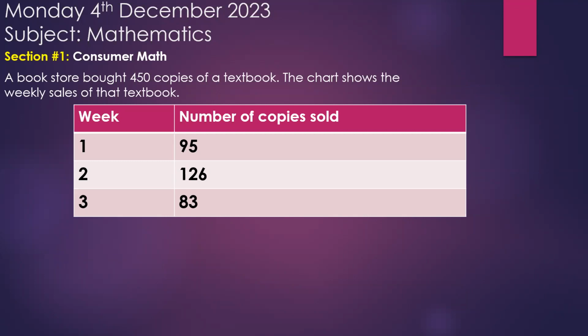450. Good, 450. And Joseph, how many books were sold in week 1? How many books are sold in week 1? 95. Good. Sierra, how many books were sold in week 2? 126. And Clement, how many books were sold in week 3? 83. 83, good.